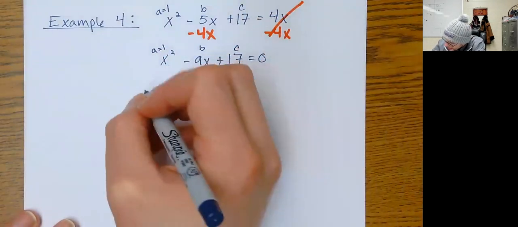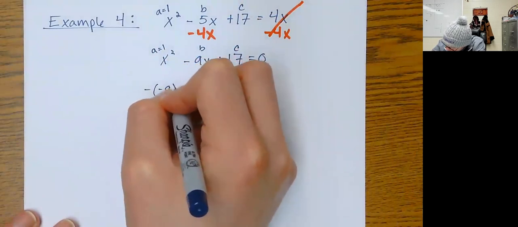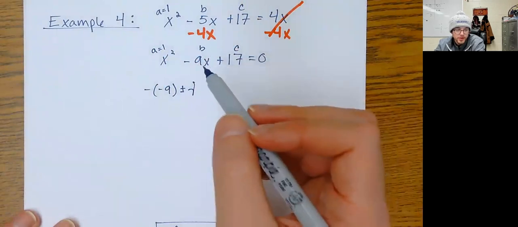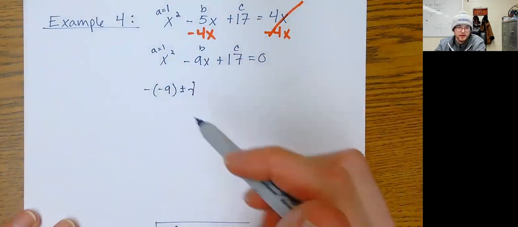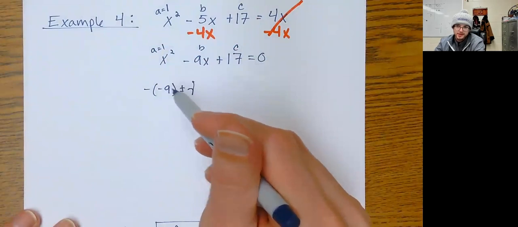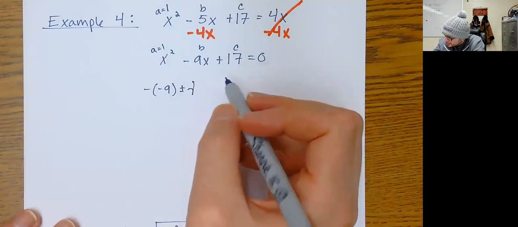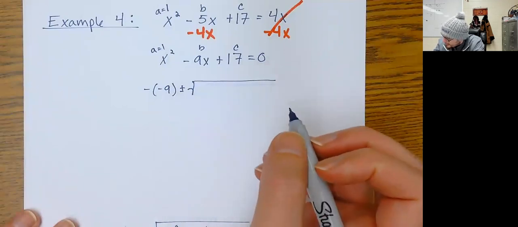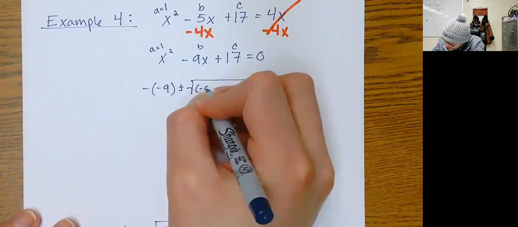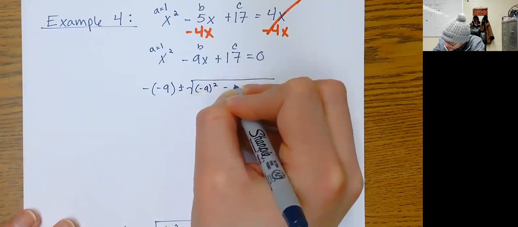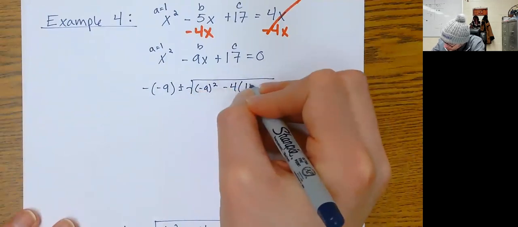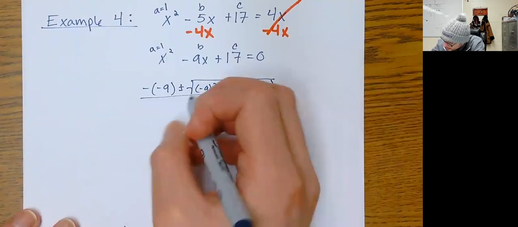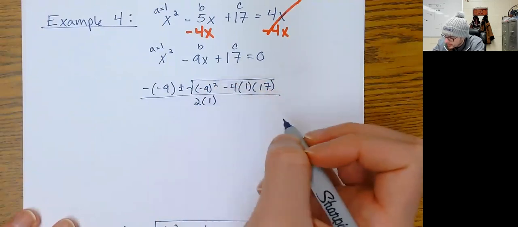So we have negative 9 plus or minus the square root. So far, I don't know how this has happened, but every single B value of the examples I chose happen to be negative. That's not always going to happen. Sometimes you'll plug in a positive there, which is totally fine. So we get negative 9 squared minus 4 times the A value, which is 1 in this case, times the C value, which is 17, all over 2 times the A value again.